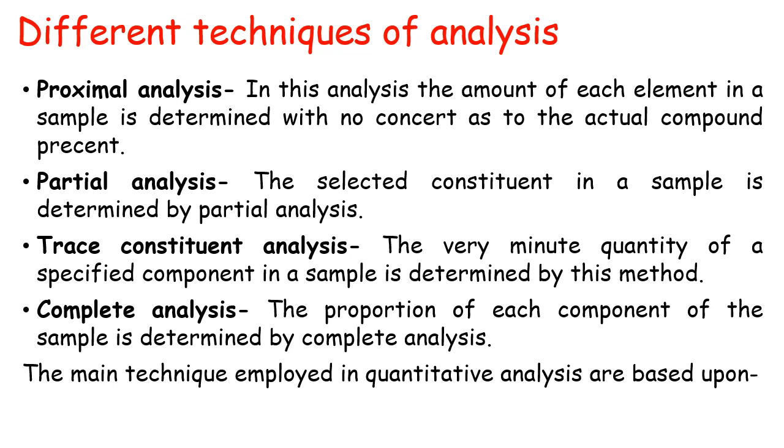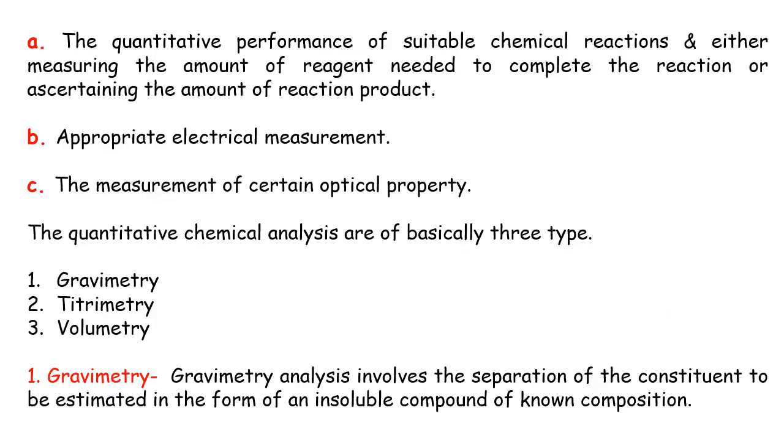The main techniques employed in quantitative analysis are based on the quantitative performance of suitable chemical reactions and either measuring the amount of reagent needed to complete the reactions or ascertaining the amount of reaction product. Next, appropriate electrical measurement. Next, the measurement of certain optical properties. The quantitative chemical analyses are of basically three types: gravimetric, titrimetric, and volumetric.